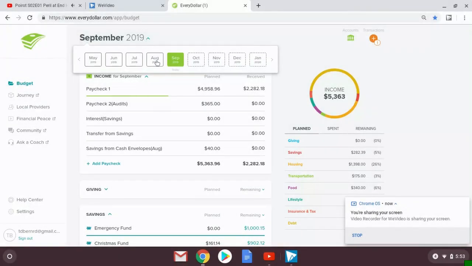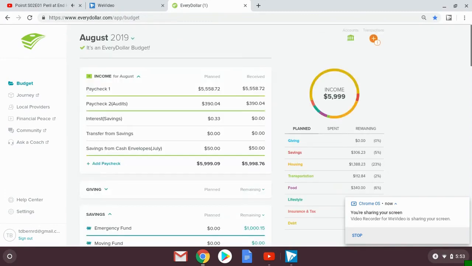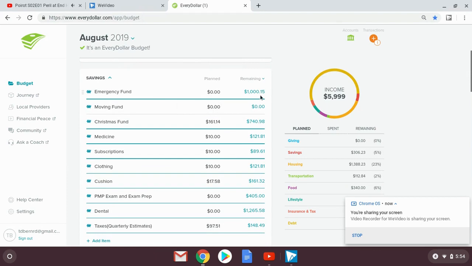And that was my goals for the month, and I'm just setting my EveryDollar back to the month of August. And you'll see my total income was $5,999.09. And my income actually went up from my primary job, my full-time job, from $4,958.96 to $5,558.72. And that's because I got paid for my on-call time. My side hustle came in at $390.04, $33 in interest from Capital One, and $50 from my cash envelopes from the month of July.